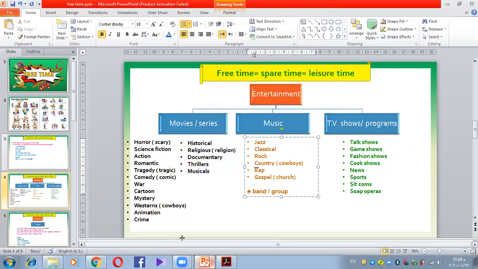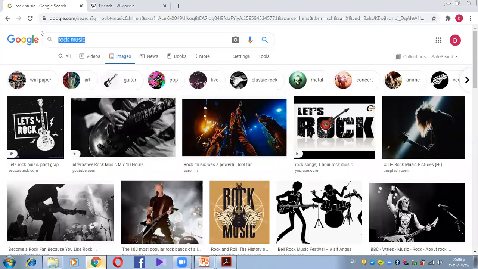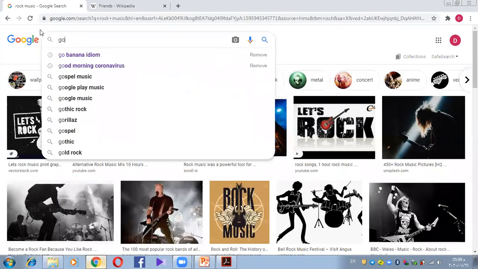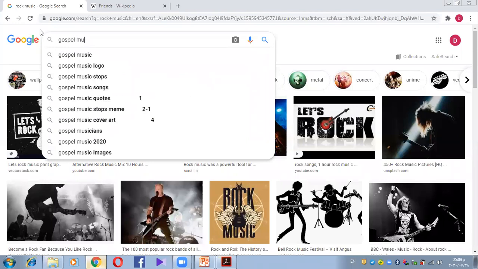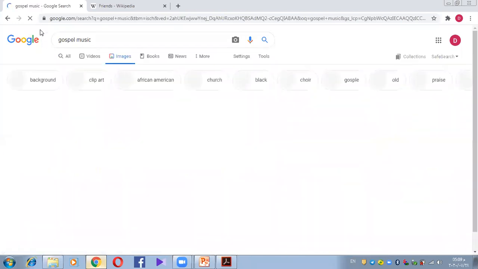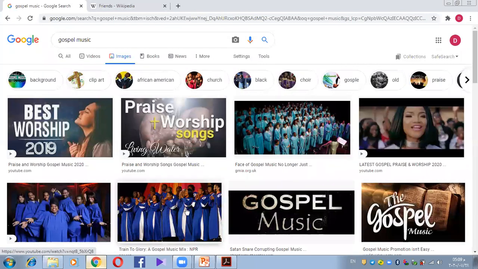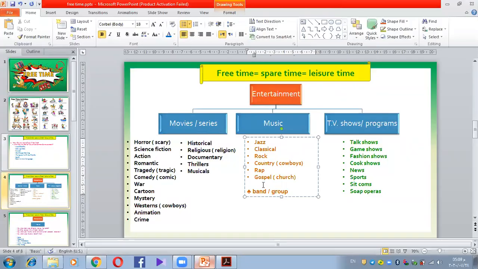Gospel, it's used in churches, guys. Gospel, you find them in churches. They sing songs. I don't know if you know this or not. Gospel music, they use it in churches. Okay, you see like this. They sing in the church. So it's called gospel music.